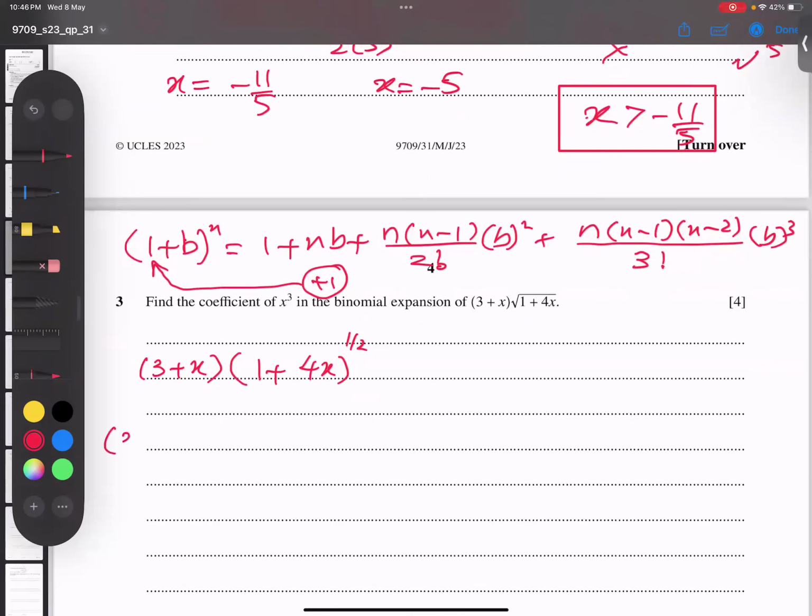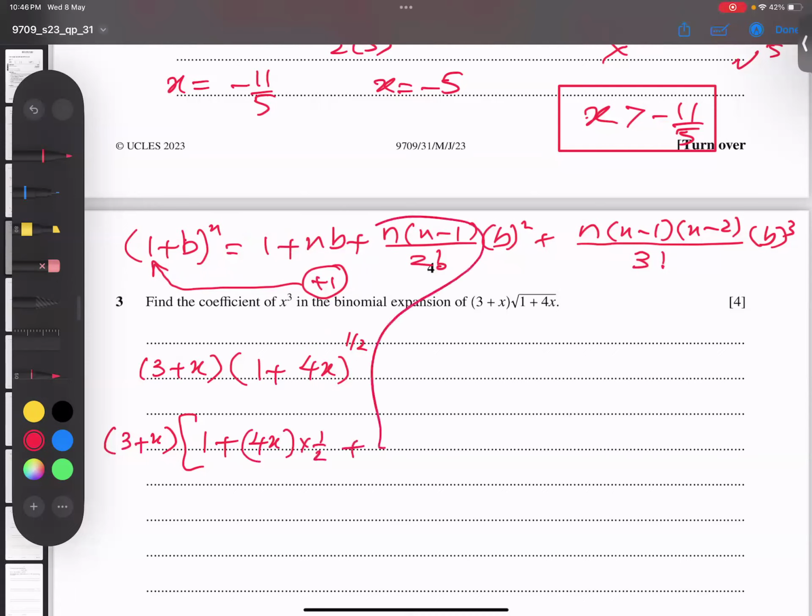Get ready, students. 3 plus x, I just copied. Okay, now I'm applying the formula. So you see that 1 is 1, b is 4x, and this is n. I believe you got my point. 1 plus nb. nb means this multiplied by this. So 4x times 2 half.